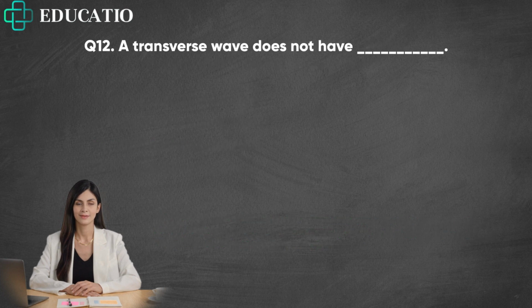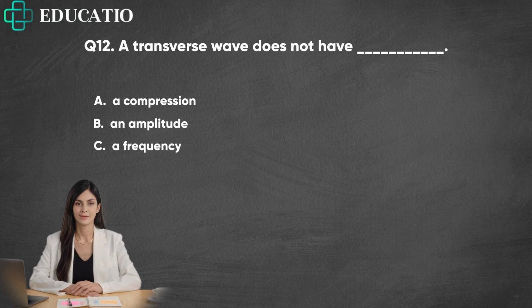Question 12. A transverse wave does not have A. A compression. B. An amplitude. C. A frequency. D. A wavelength.